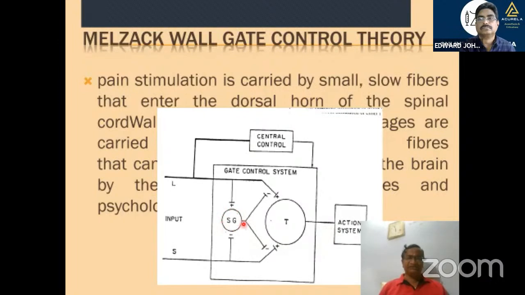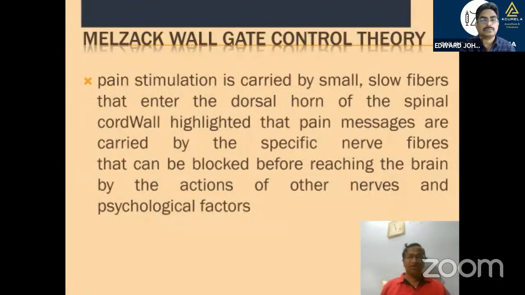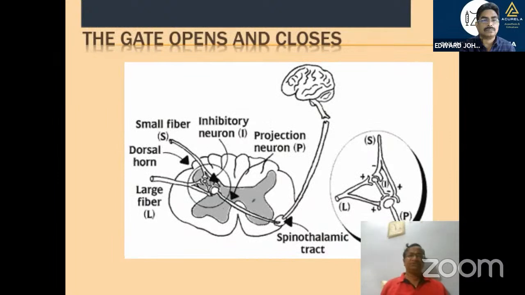Now, there is one gate. This is inhibited by this, and this further inhibits so that the pain is more. But if the large fiber is stimulated, this closes the gate and the substantia gelatinosa is stimulated, so that the transmission is decreased. This is what is called the gate control theory of Melzack-Wall. So the gate opens and closes.